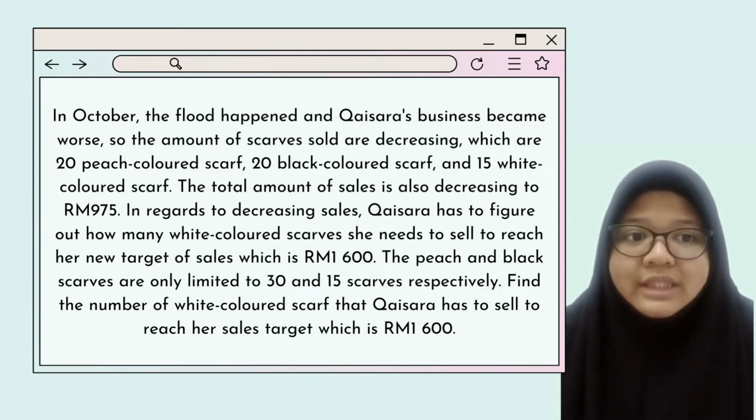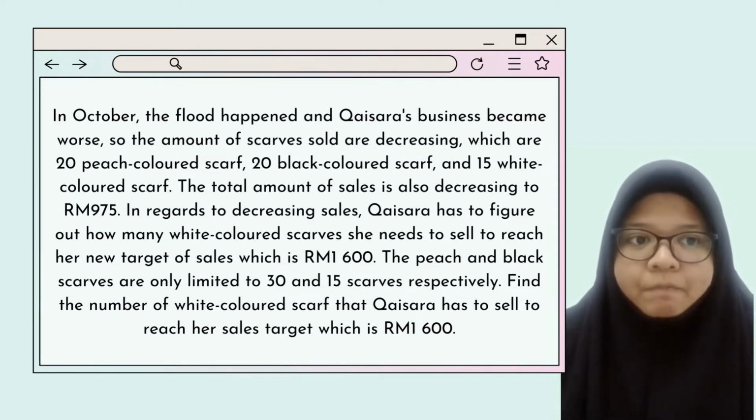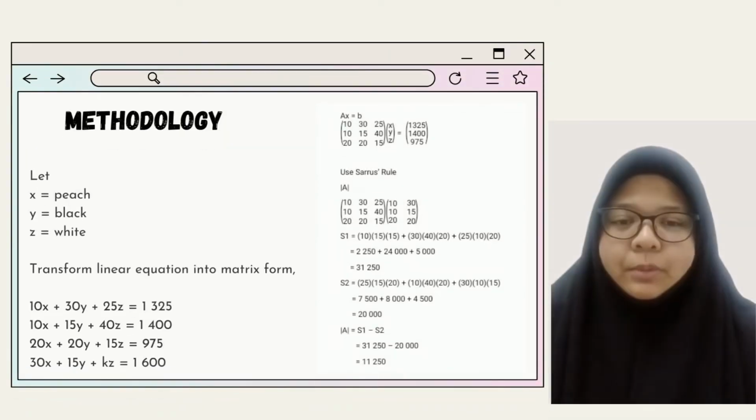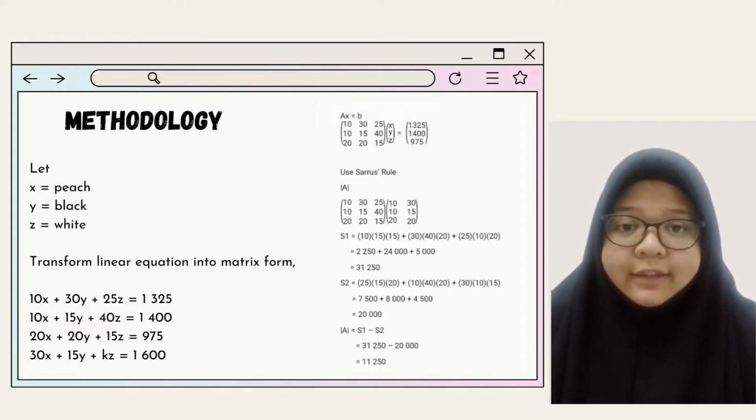In regards to decreasing sales, Kaisara has to figure out how many white coloured scarves she needs to sell to reach her new sales target of 1,600 ringgit. The peach and black scarves are only limited to 30 and 15 scarves respectively. We need to find the number of white coloured scarves that Kaisara has to sell to reach her sales target of 1,600 ringgit. To solve this problem, we'll denote X as the peach coloured scarf, Y as the black coloured scarf, and Z as the white coloured scarf.